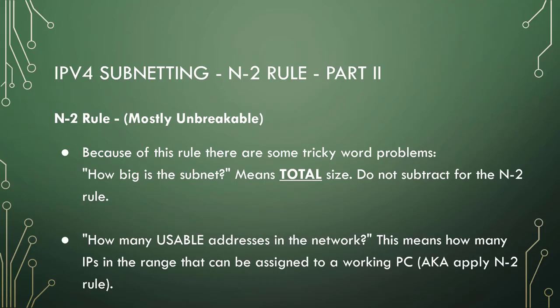How many usable addresses are in the network is different than what's the total size. How many usable addresses means how many can I actually assign to hosts? And that means you need to take out the two for the N-2 rule, because as I said, the first and the last are not assignable to machines. So usable addresses in a network is different than total size of a network. The usable addresses in the network would be considered an exclusive range, which means we exclude the two on either end.